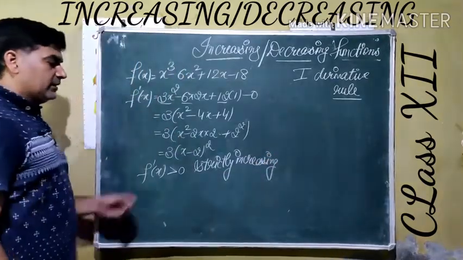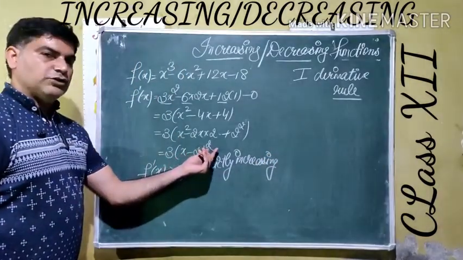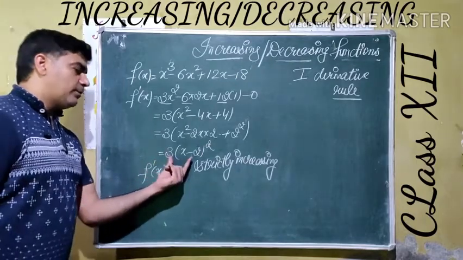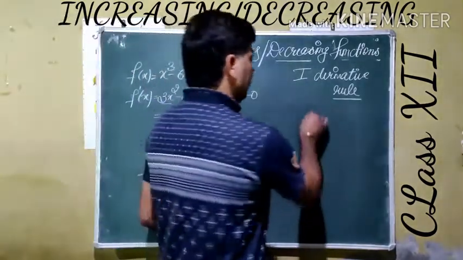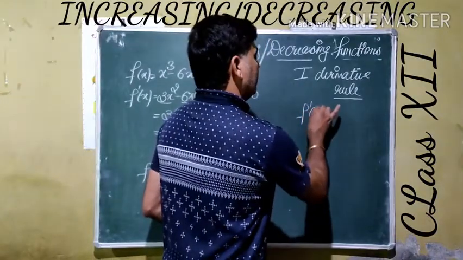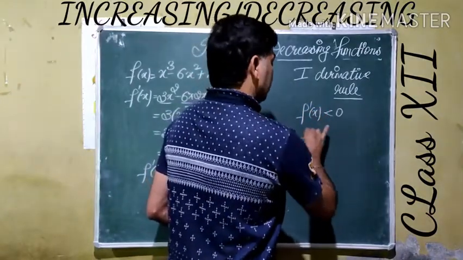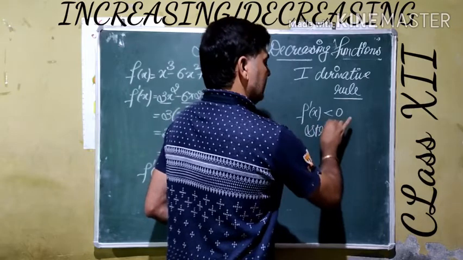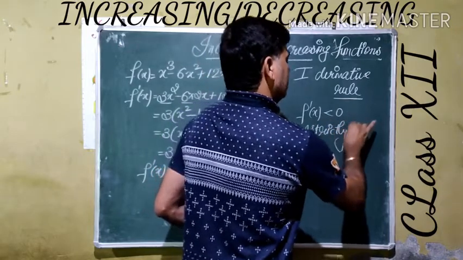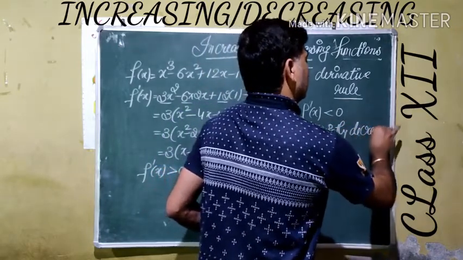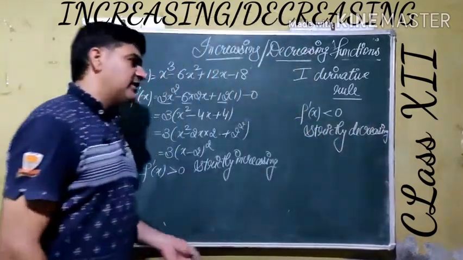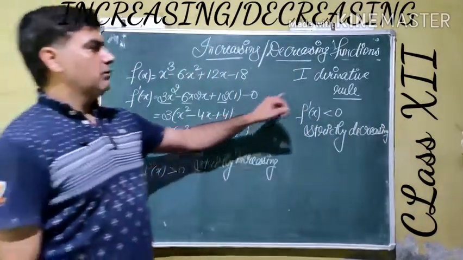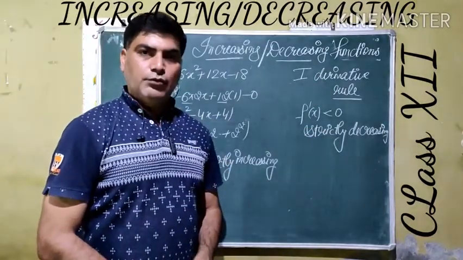As we see here, the square of any number is always positive and 3 is also positive, so the product of two positive numbers is always positive. If somewhere the first derivative becomes less than 0, then it is known as a strictly decreasing function. This is our rule to identify whether a function is strictly increasing or decreasing by use of the first derivative.